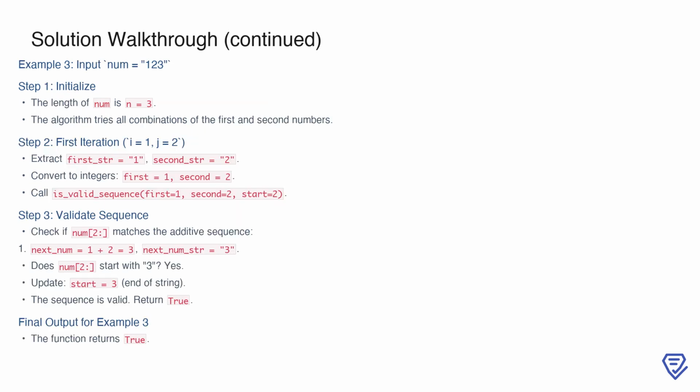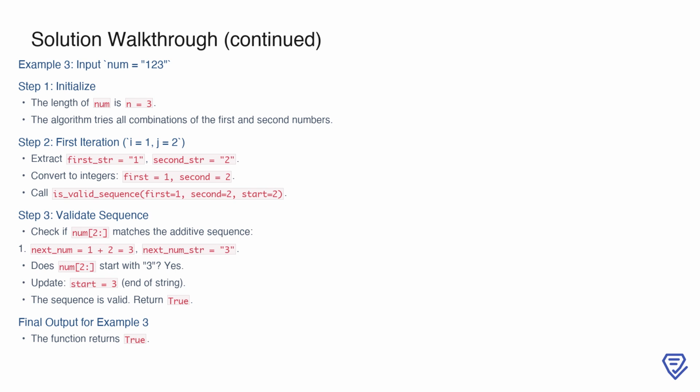In the final example, the input is number equals "123". The length of the string is n equals 3, and the algorithm attempts all possible combinations of the first and second numbers. For the first iteration, we set i equals 1 and j equals 2, which results in first_str equals "1" and second_str equals "2". These are converted to integers as first equals 1 and second equals 2.